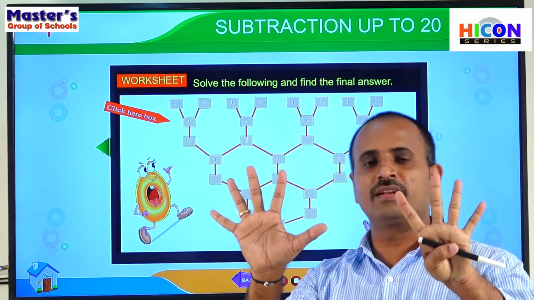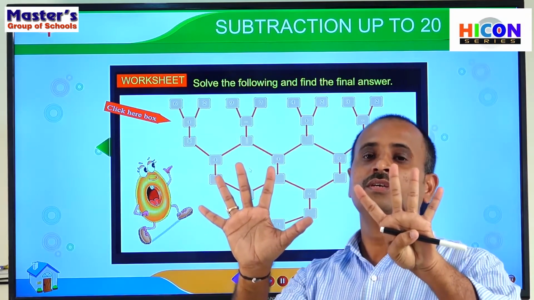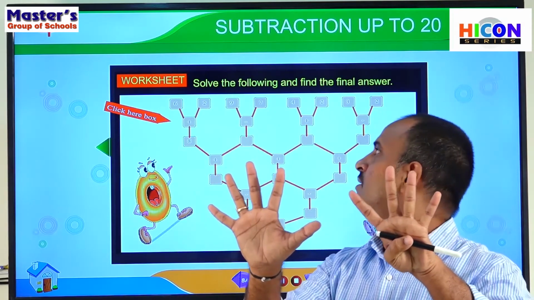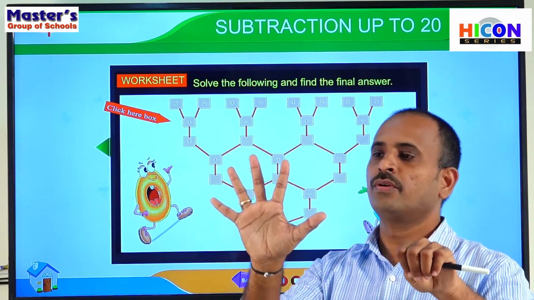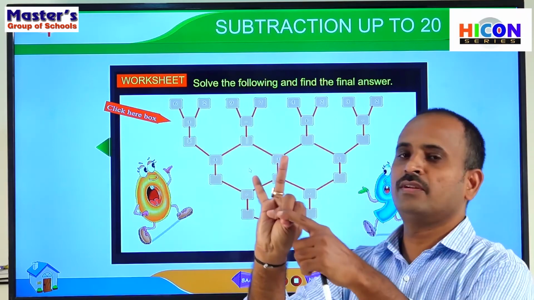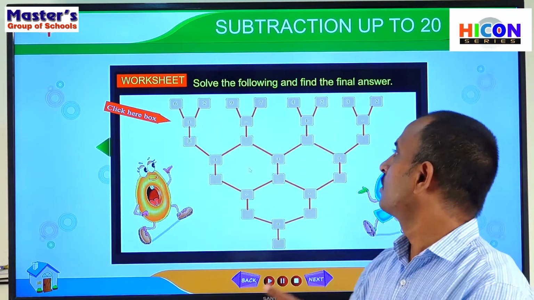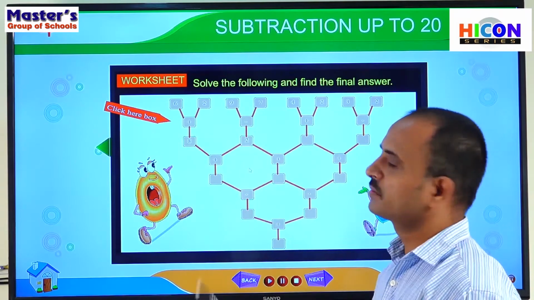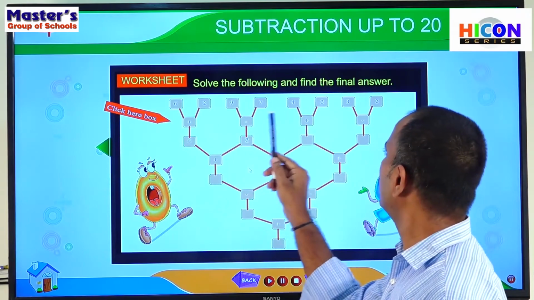So children, these are the 9 fingers. So what is the second number? 7. So close 7 fingers from these 9 fingers. 1, 2, 3, 4, 5, 6, 7. So children, how many fingers are left there? 2 fingers are left. So write 2 here in this box. So the difference of 9 and 7 is 2. Next, go to the next one.